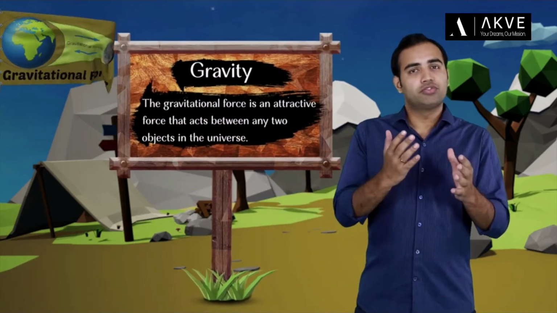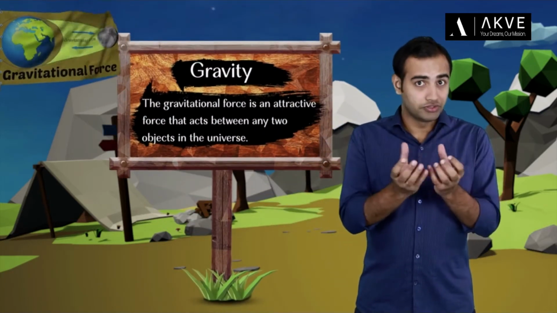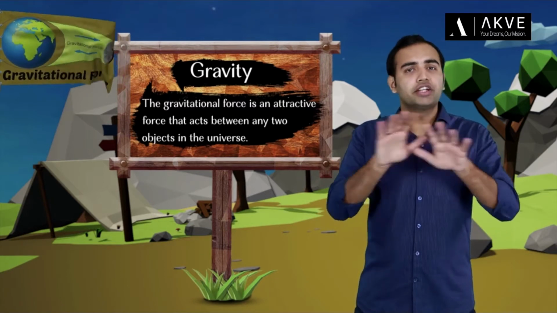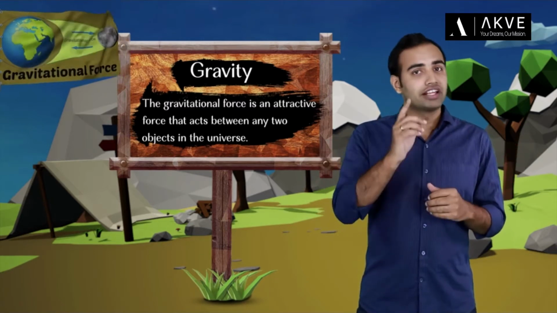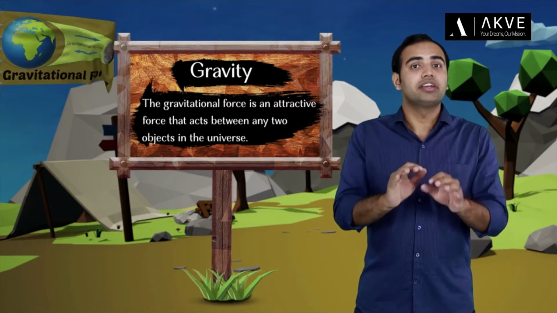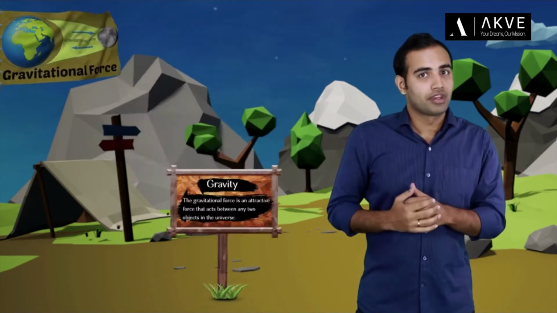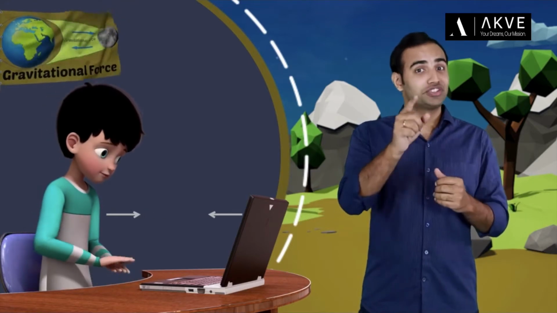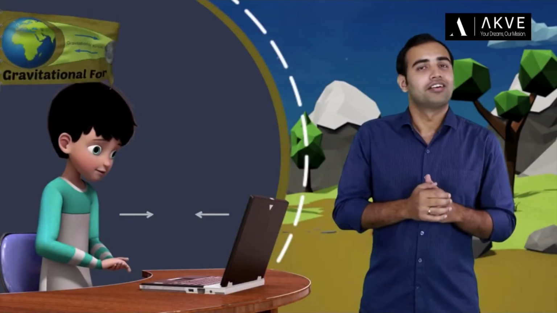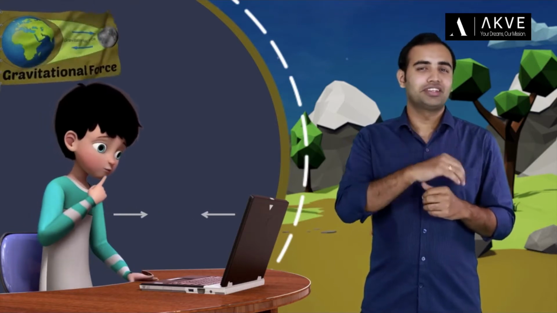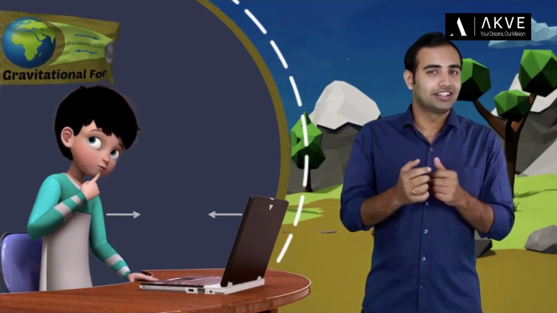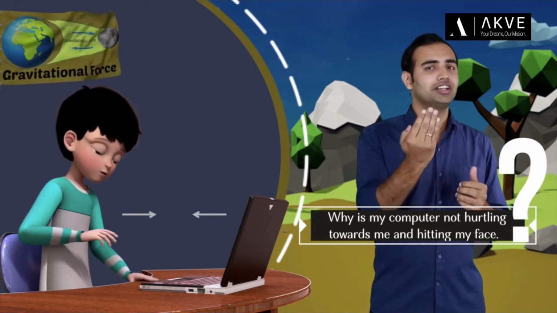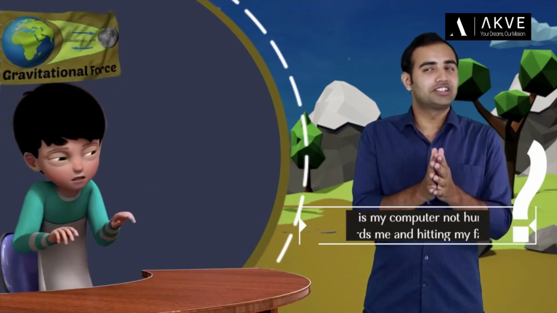Now, gravitational force by definition is an attractive force that acts between any two objects in the universe. And when I say any, I literally mean any two objects with mass. Yes, this includes you and the computer on which you are watching this video as well. Now I know what you are thinking. You are thinking that if that's the case, then why is my computer not hurtling towards me and hitting my face? Well, although it's an obvious question, it's still a good question.